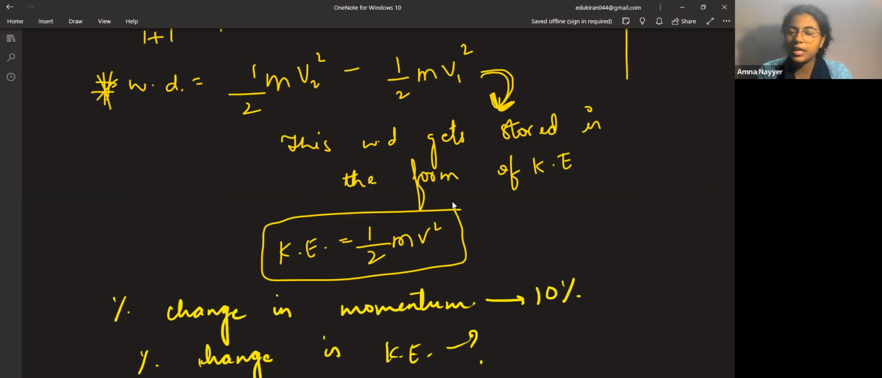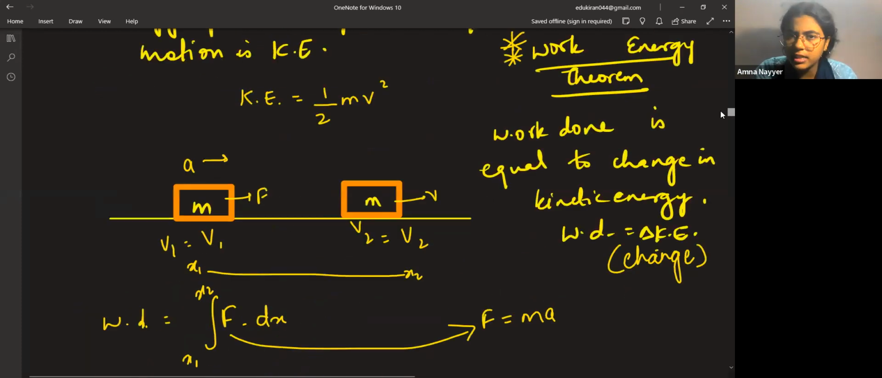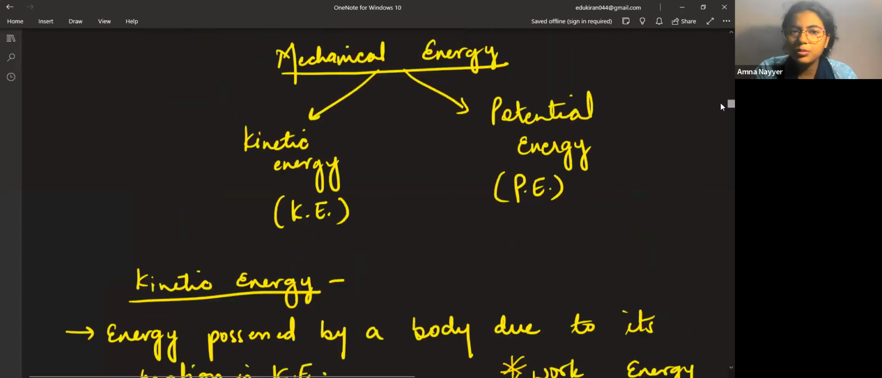There's a case where kinetic energy gets related to momentum. But that we'll see later. First you write it down, process this much part. Any issues are there, let me know.